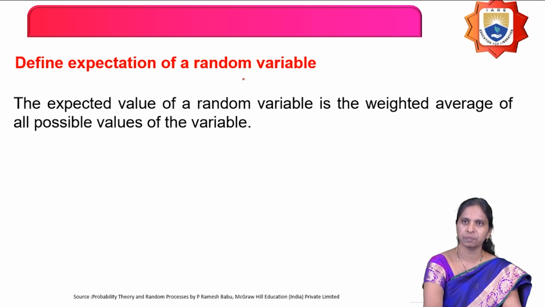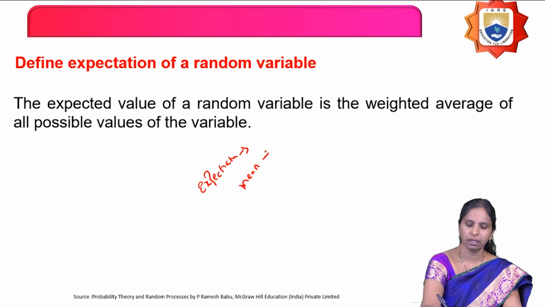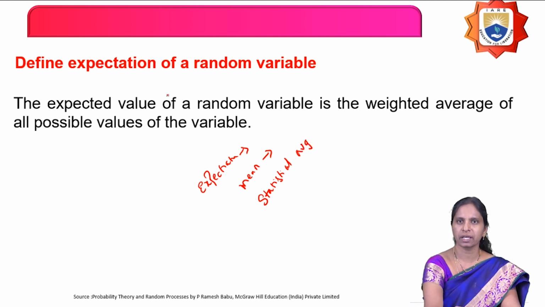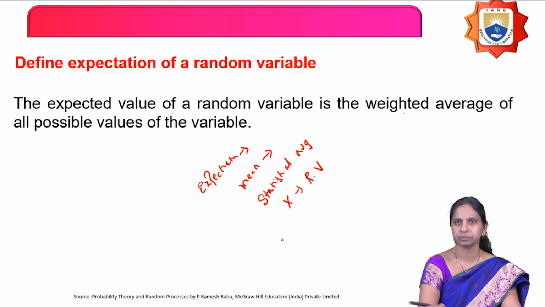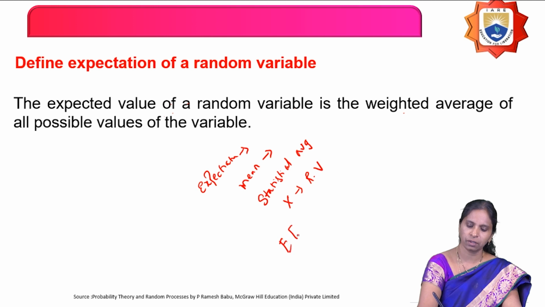The next one is: define expectation of a random variable. Expectation is also called the mean, or the statistical average. The expected value, mean value or average of a random variable is the weighted average of all the possible values of the variable. For example, if X is a random variable, then the expectation of that random variable, E[X], is a weighted average of all the possible values of the random variable.